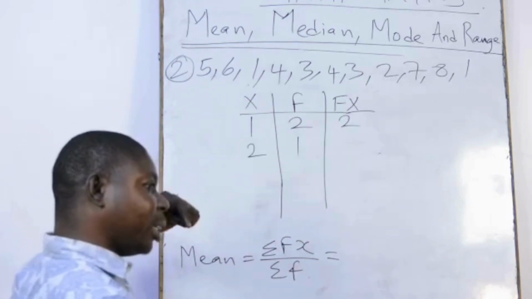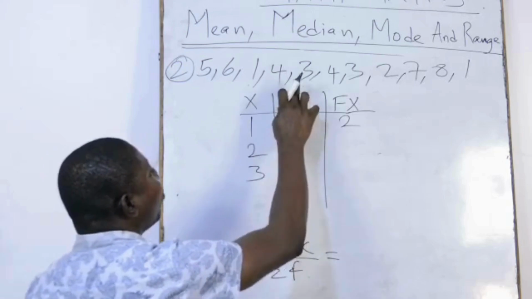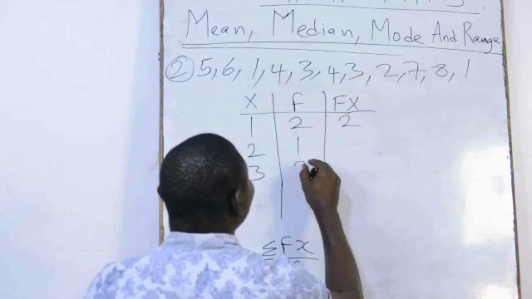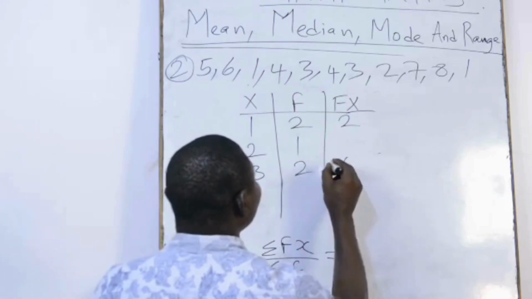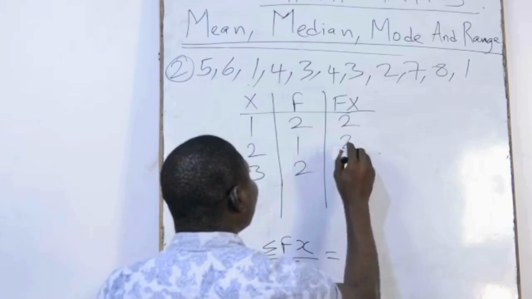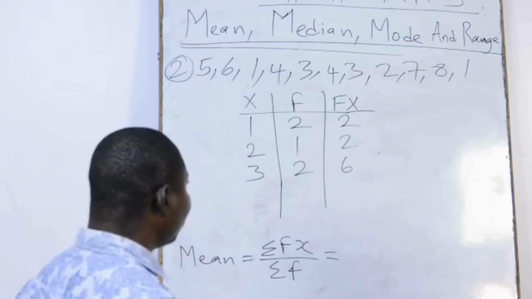Then we move to 3. How many 3s? 1, 2. So we can see 2. So 2 times 3, that will give you 6. 1 times 2 will give you 2.